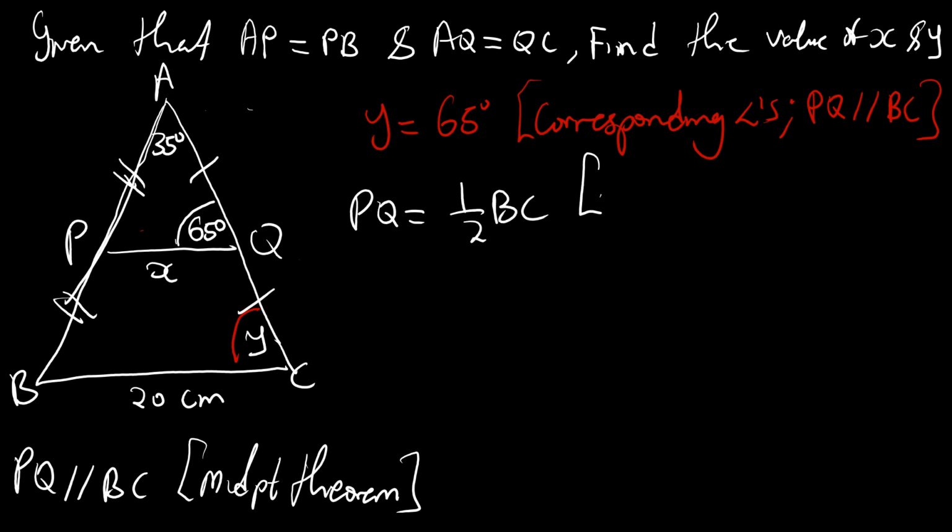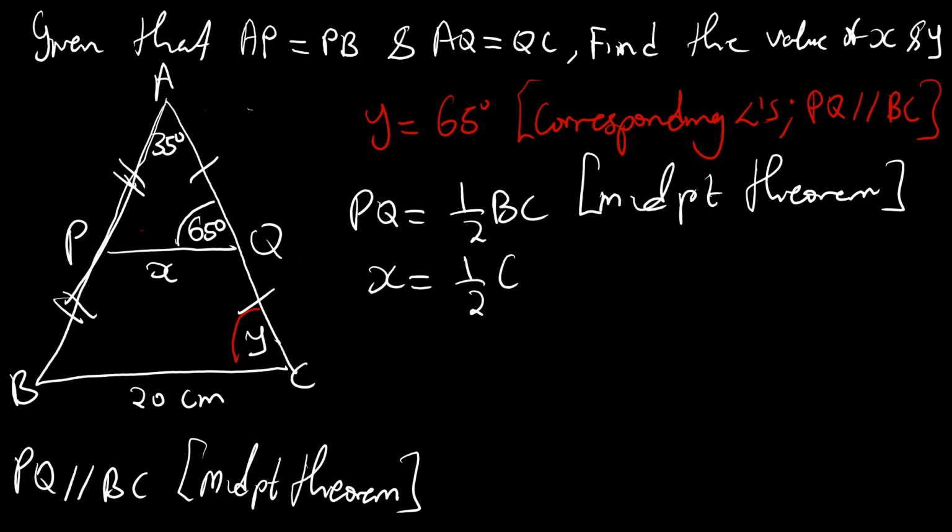Then the reason for this one is what? Midpoint theorem. This is a midpoint theorem. PQ is x equals half of BC, which is 20. So 1/2 multiplied by 20 is going to give us 10 centimeters. So it means our x is what? Is 10 centimeters and our y is 65 degrees. And then that's how we're supposed to solve this question.